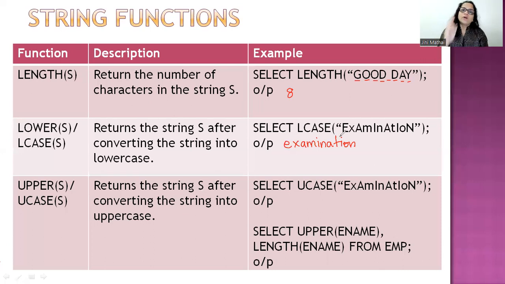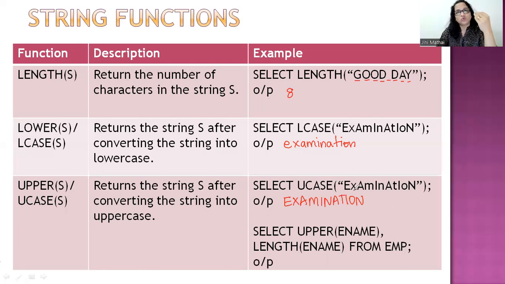Now, if you've understood lower, I know you can automatically guess what the upper function or the U case function does. It converts everything to capital letters. So my output is going to be examination, but in capital letters. Now, I'm just showing you another example. It doesn't mean that you have to always use a particular string. You could use data from your table as well.